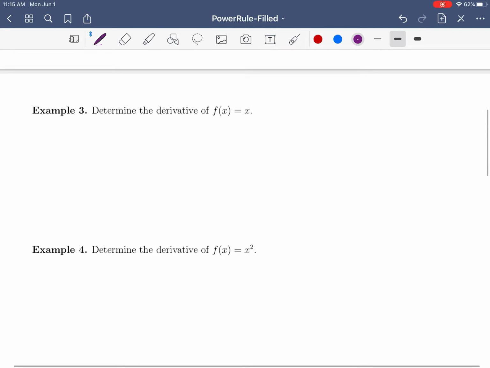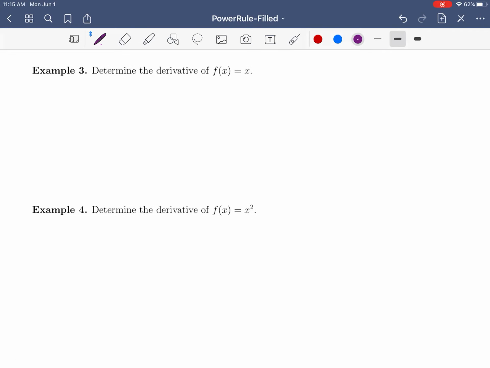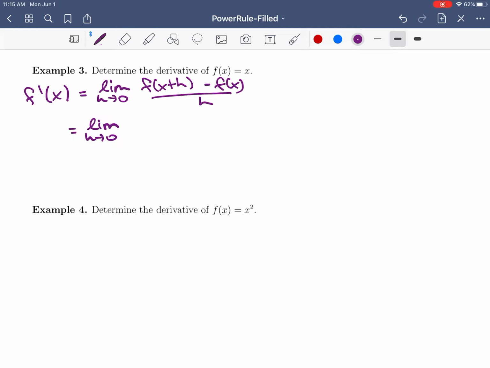Okay, let's try another one. What if my function is just x? So f prime of x is the limit as h goes to 0, f of x plus h minus f of x all over h. Again, everywhere I see x, I put in x plus h. So f of x plus h is x plus h, and f of x is just x. So I have x minus x, those go away. So this is the limit as h goes to 0 of h over h, which is the limit as h goes to 0 of the number 1.